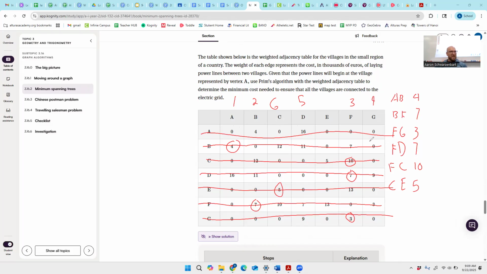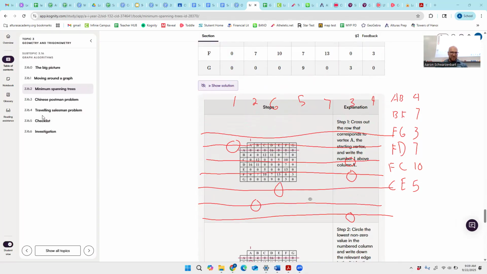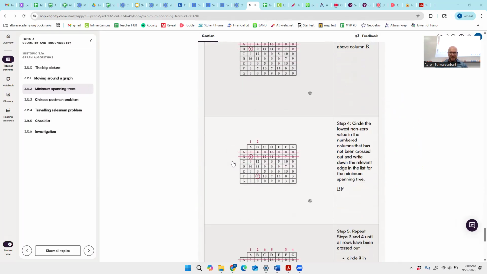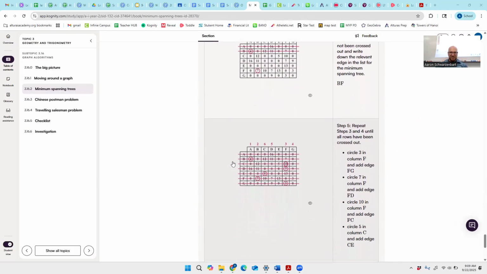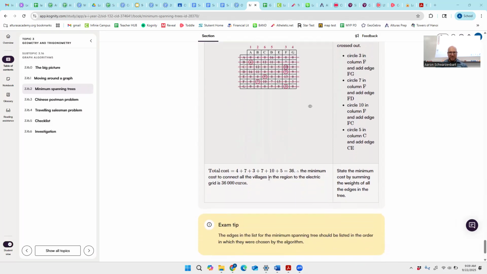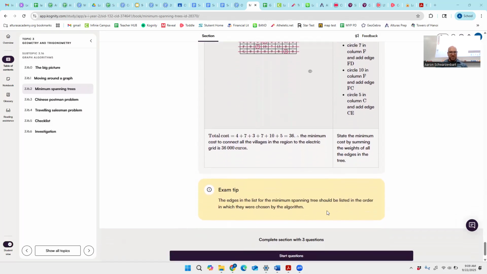Oh, they had you cross out A because you're never going back to A. That's why you're crossing out these rows once you've been there. But you can always look from anything you've been to. You'll see eventually they get to 36, just like we had before.